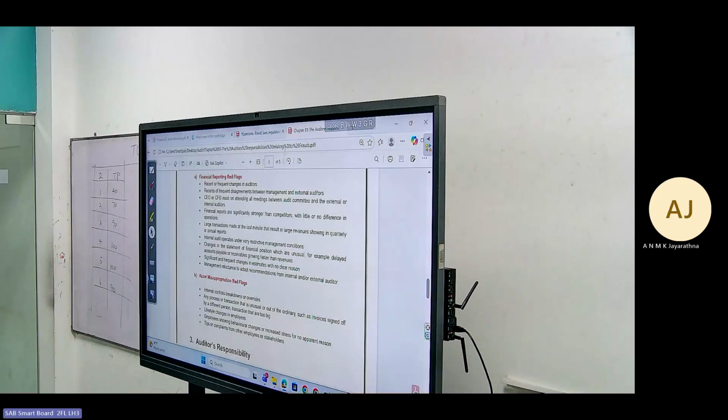Management performance is measured in terms of year-over-year revenue growth. Performance is measured in revenue growth, so the revenue bogus entry is done. So all these three are related to revenue overstatement.